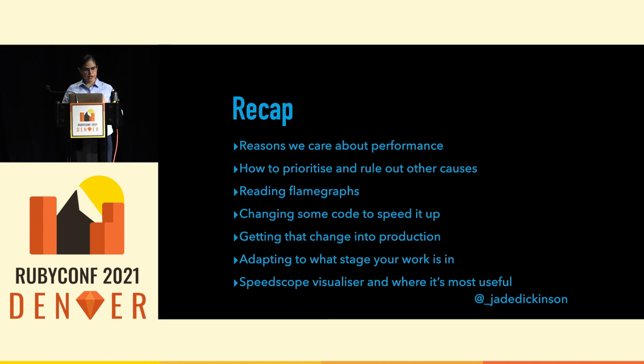So yeah, I'm just going to recap. So we talked about reasons we care about performance in our applications, how to prioritize and rule out other causes, how you read flamegraphs, looking at changing some code to speed it up, and getting that change into production. I've talked about adapting to what stage your work is in, and the history of flamegraphs, the SpeedScope visualizer, and where it's most useful.